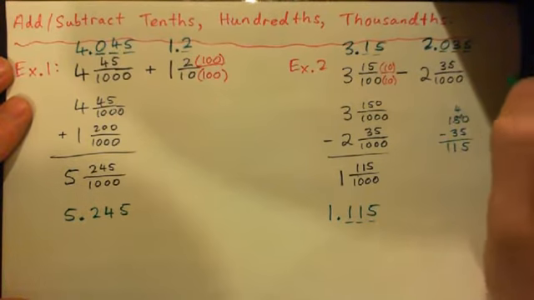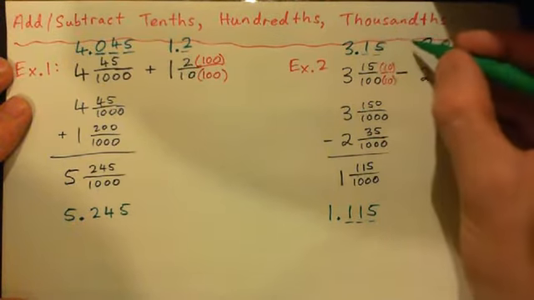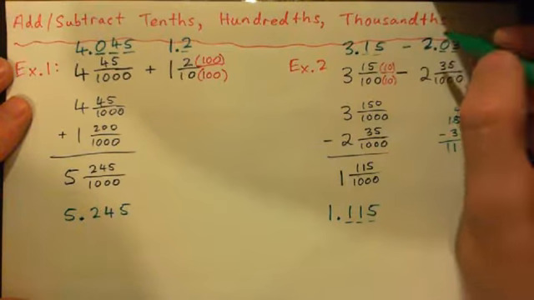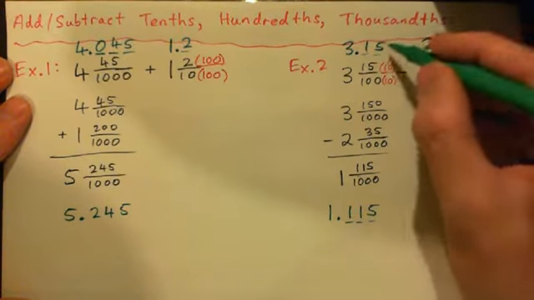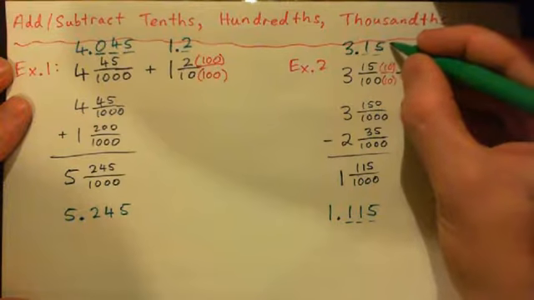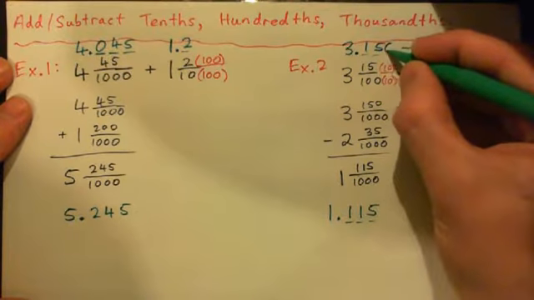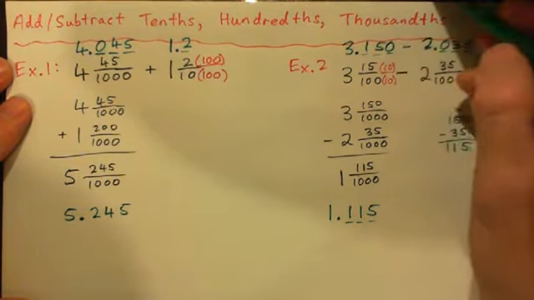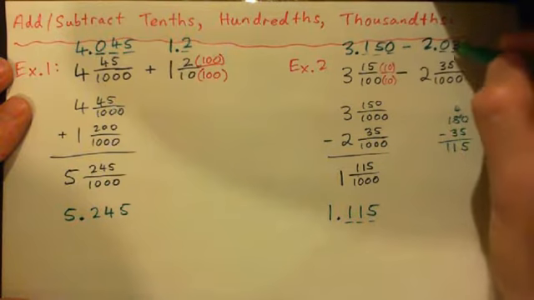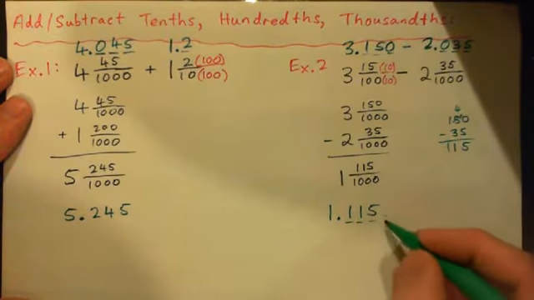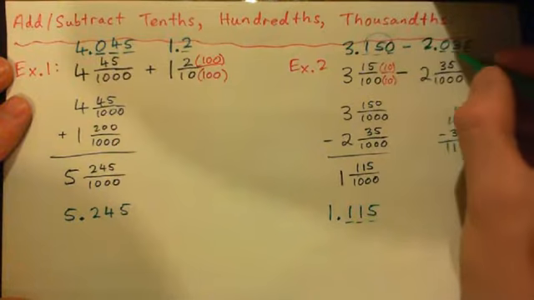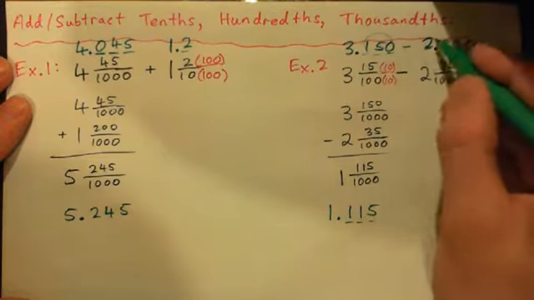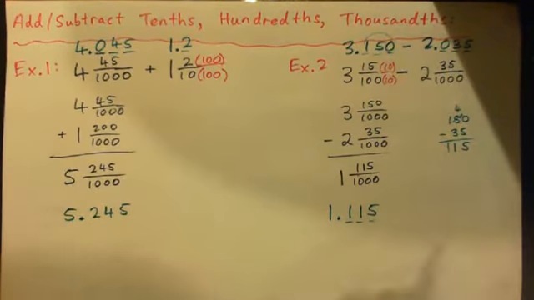So 3.15, and we're going to subtract 2.035, and we could put a 0 here for the thousandth spot, right? So it'll be 150 minus 35 gives you the 115, doesn't it? See that? 150 minus 35, 115, and the 3 minus 2 is 1. Yep, so that's what we're going to do next anyway, in the next lesson.